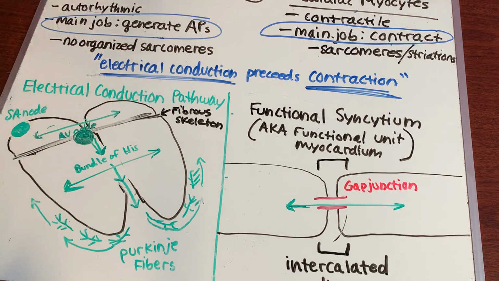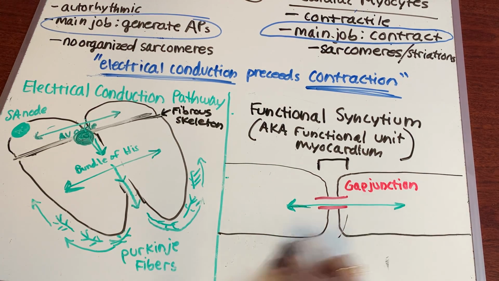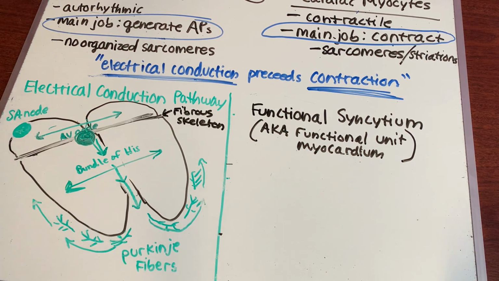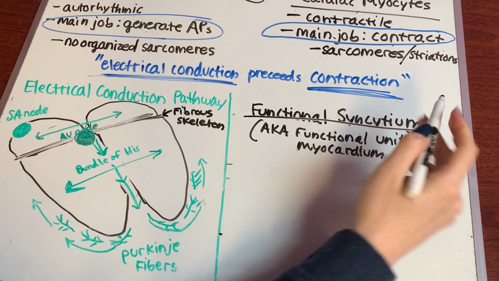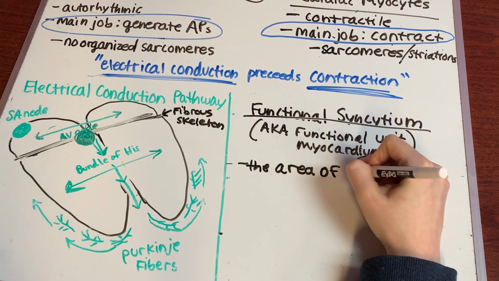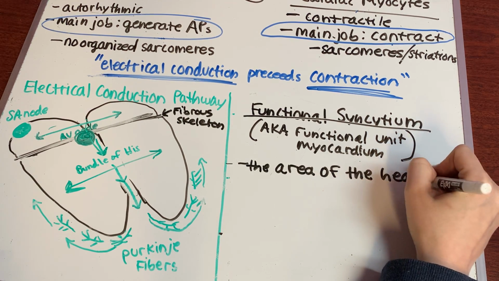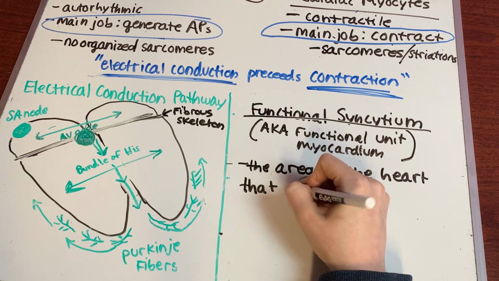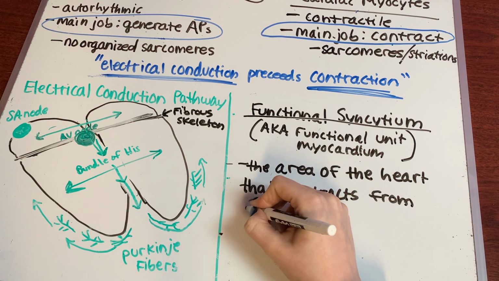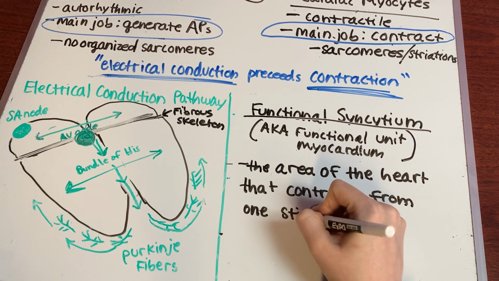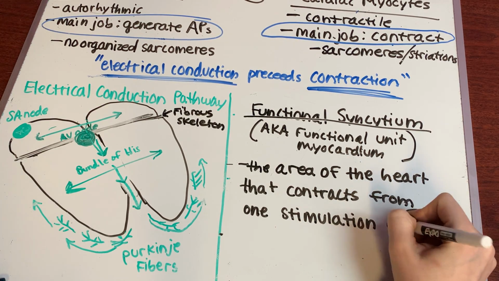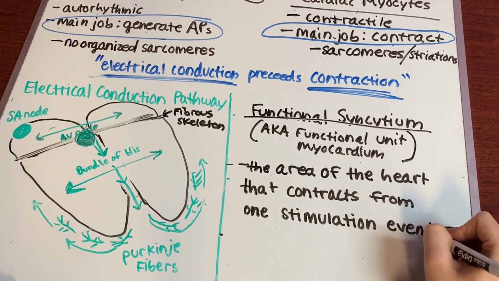So I'm going to erase my little drawing of this gap junction example, and I'm just going to write the definition because it might help seeing it written out. A functional syncytium is just the area of the heart that contracts from one stimulation event. And we only have two functional syncytiums in the heart. We have the atria and then the ventricles.